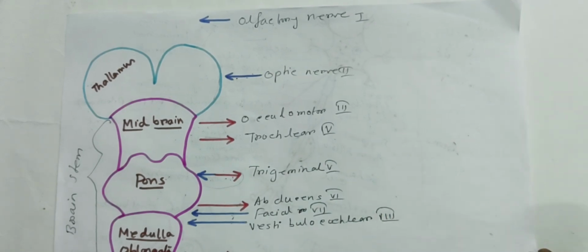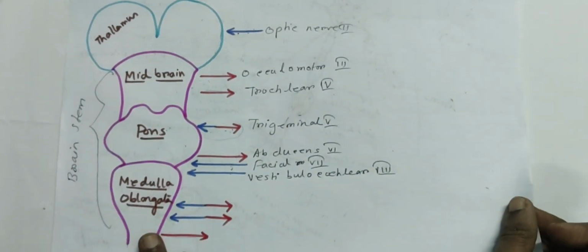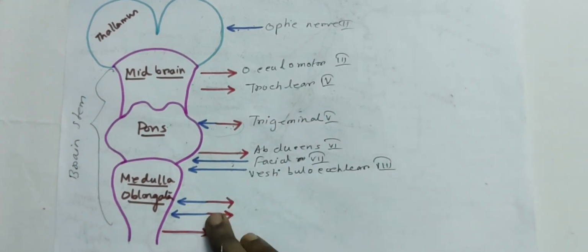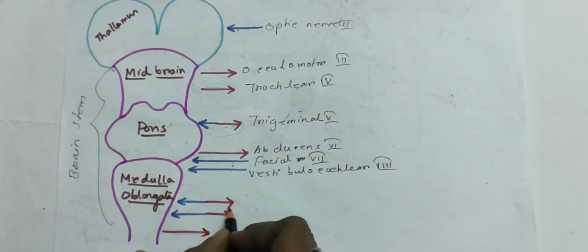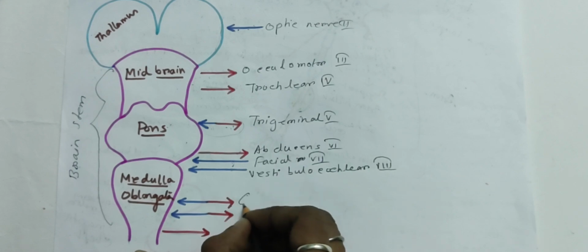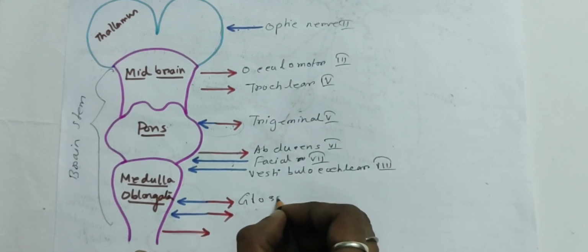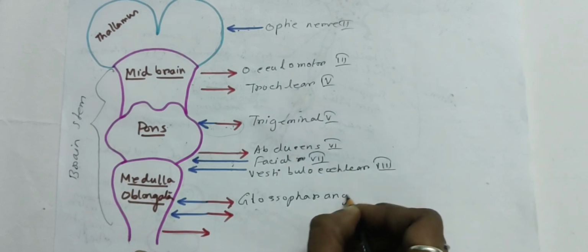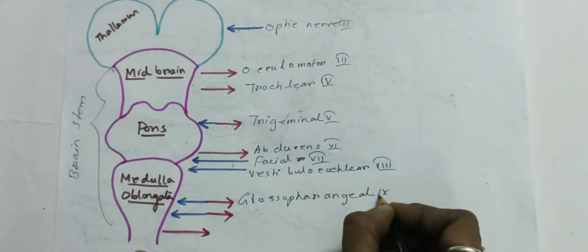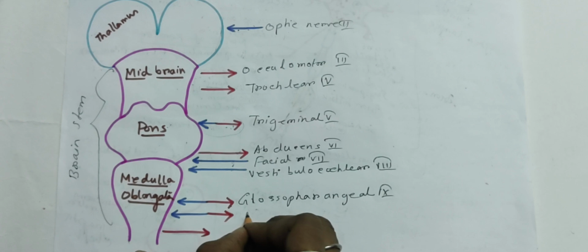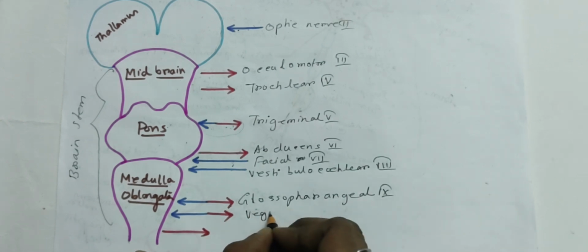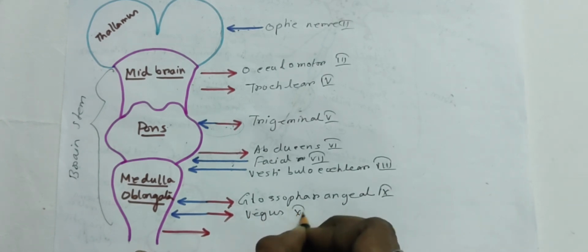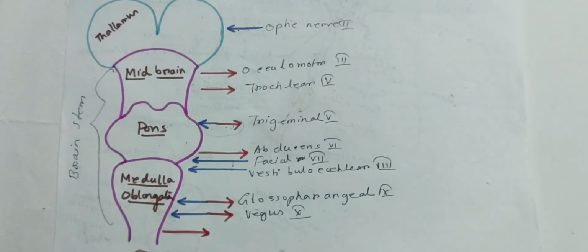And then there is the glossopharyngeal from the medulla oblongata. It is a mixed nerve. Glossopharyngeal, nine. Number 10 is vagus, also a mixed nerve. And the 12th is hypoglossal.